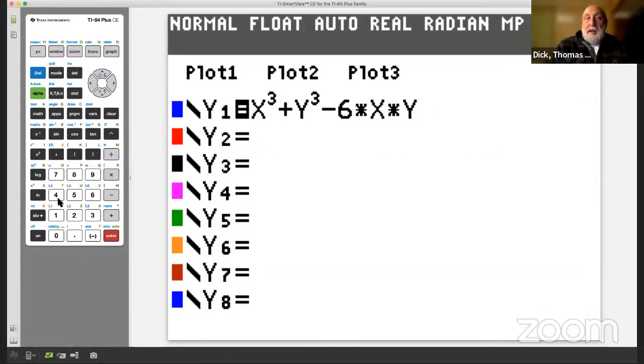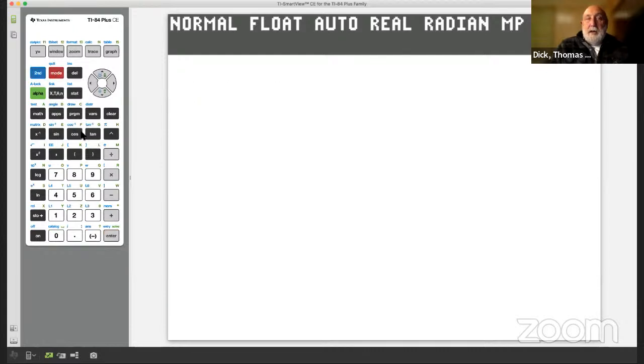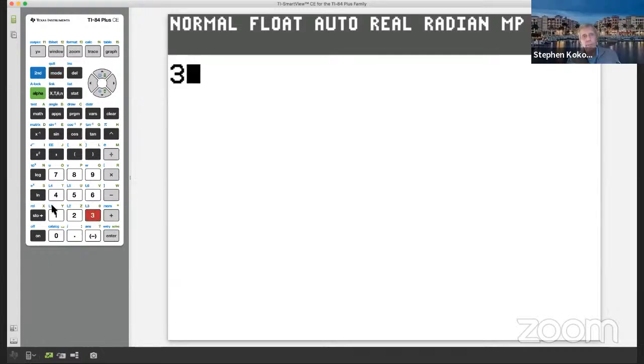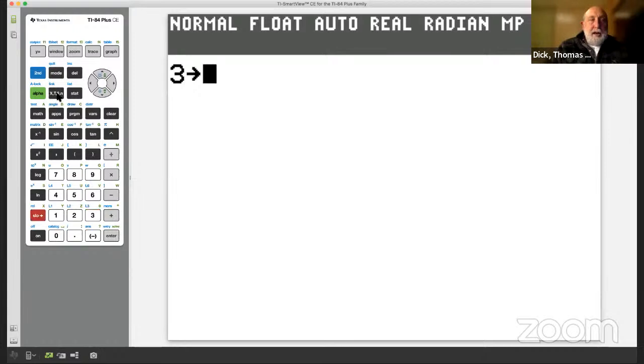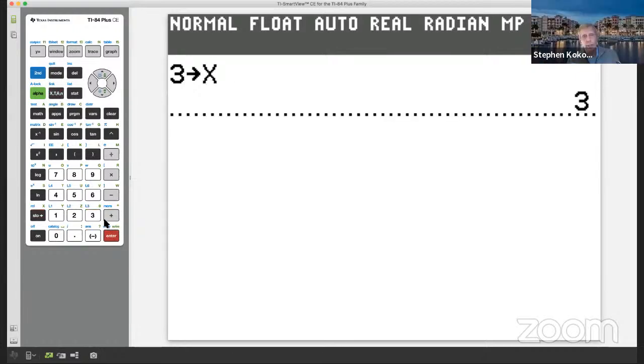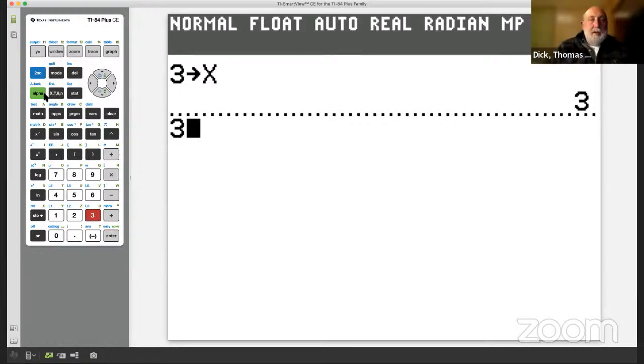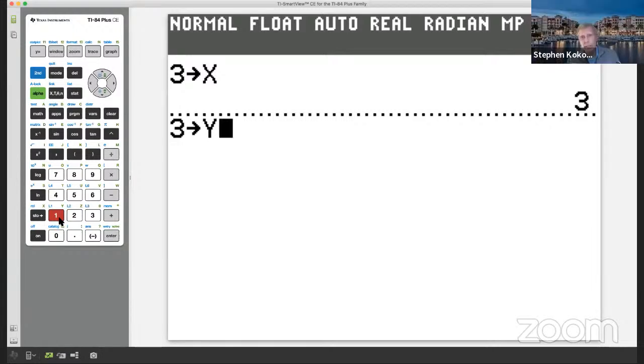And now I'm going to go to my calculator screen. The point we were interested in was 3, 3. So I'm going to store 3 into x, and I'll store 3 into y. So you store the two separate coordinates of the point you're interested in into the x and y values.